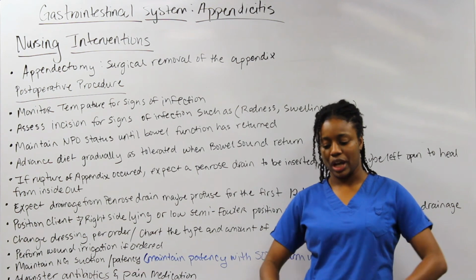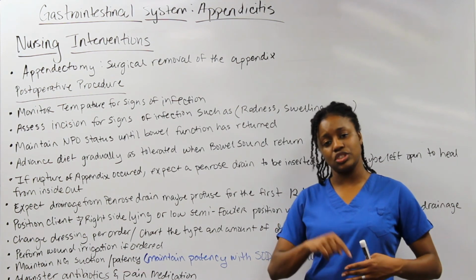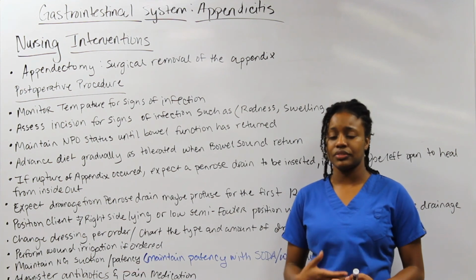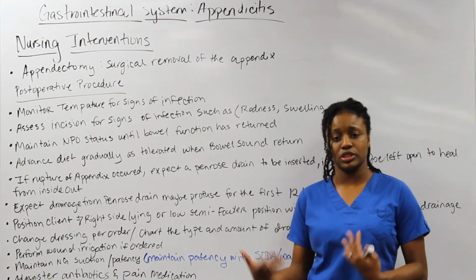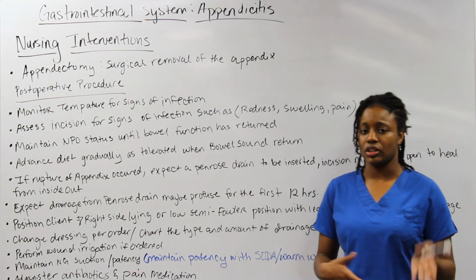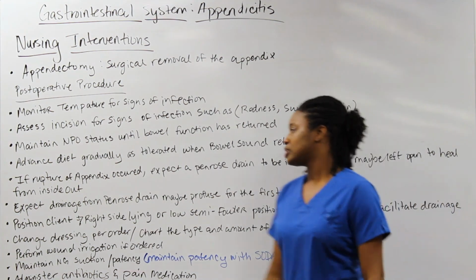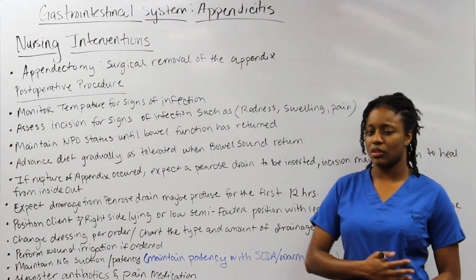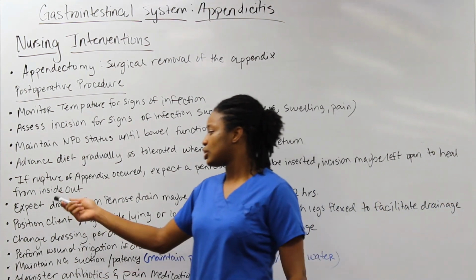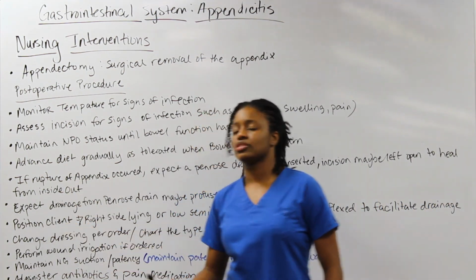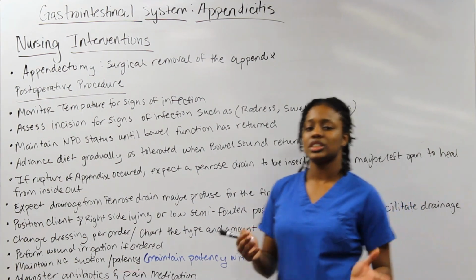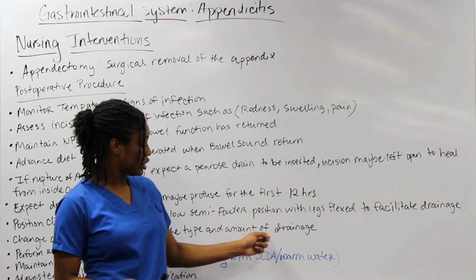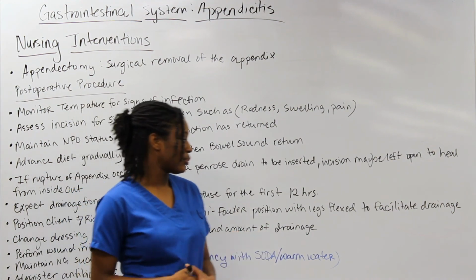So you will have the dressing with the gauze and everything, and it will just drain on the gauze, and you will just change the dressing however often you need to, because it's been soiled or per the doctor's orders. You want to expect the drainage from the Penrose drain to persist for about 12 hours or so. Also, you want to position the patient right side lying or semi-Fowler's, and that helps to facilitate the draining of the Penrose drain.